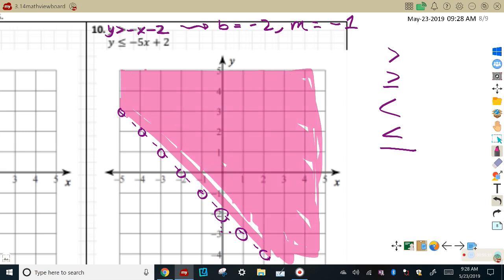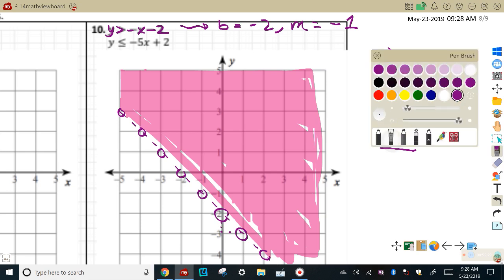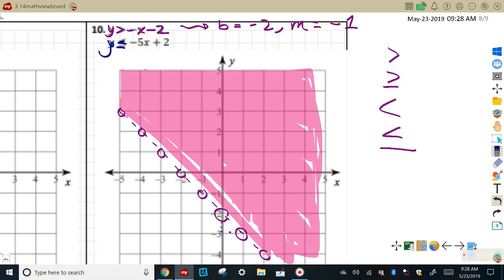Okay, but I've got another equation. Let me do this one in blue. Y is less than or equal to negative 5x plus 2. First, I determine what's my y-intercept. Gloria? Oh, y-intercept? Yes. For which one? For the blue one? 2. Okay, good. Not negative 5x, so that's getting better.